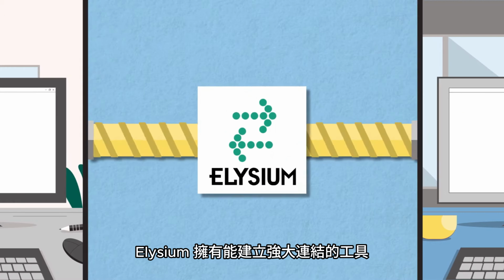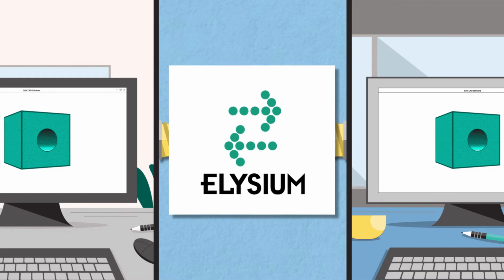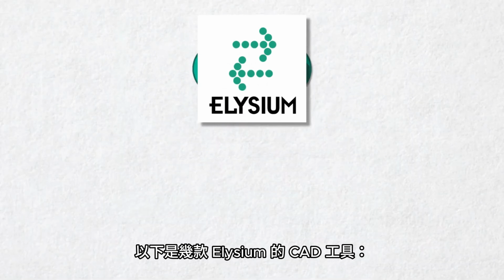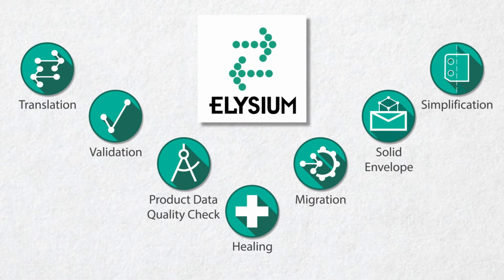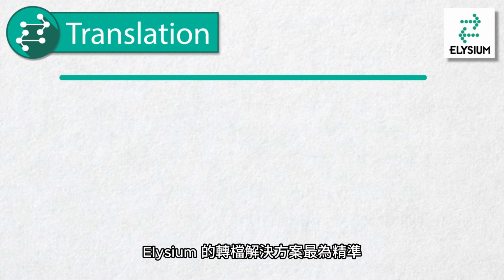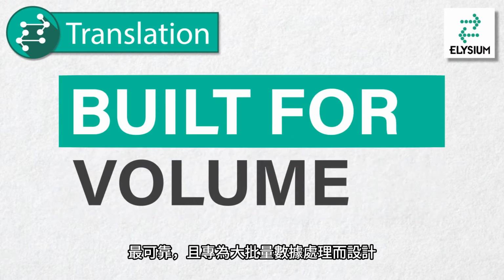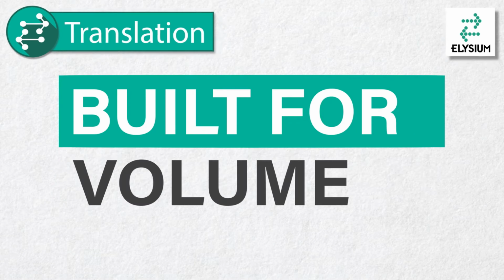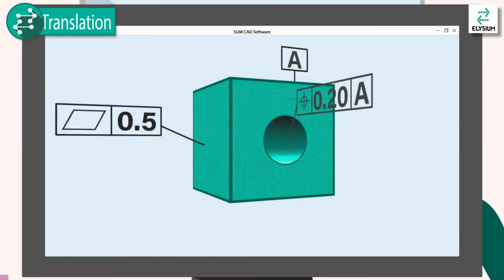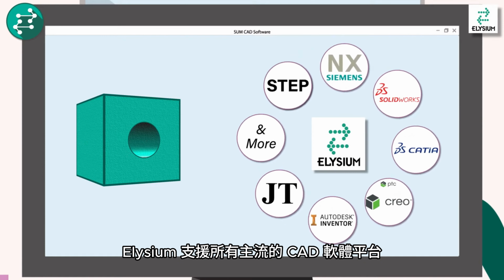Elysium has the tools that create strong connections to help you better communicate your CAD model. Here are several of Elysium's CAD tools. Let's look at Elysium's translation. Elysium Translation Solution is the most accurate, most reliable, and is built for volume. Elysium supports all major CAD platforms.